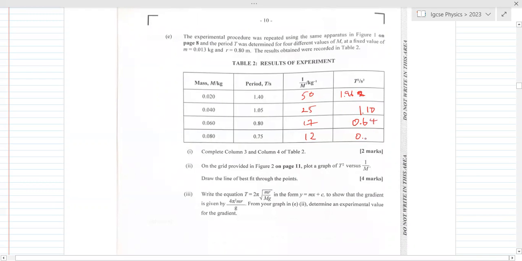Okay, so let's see what we can do with these values here.